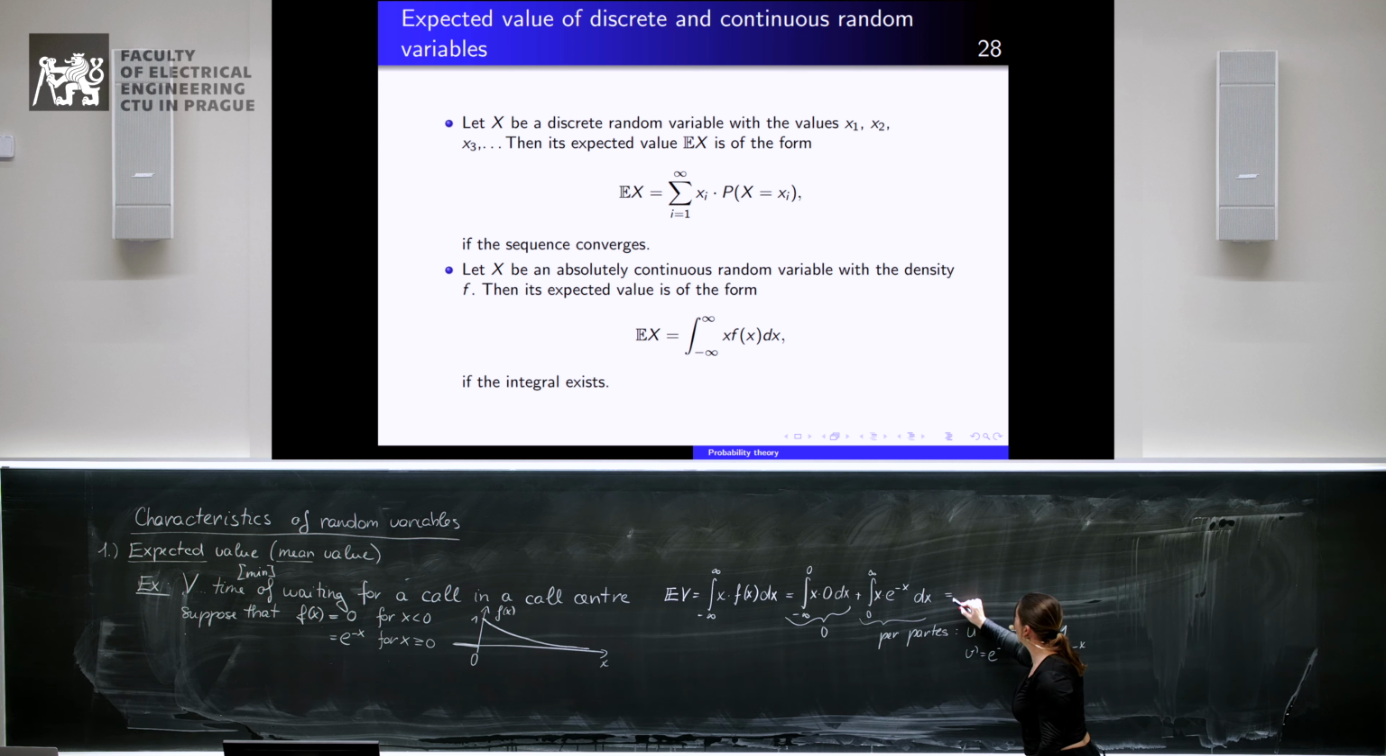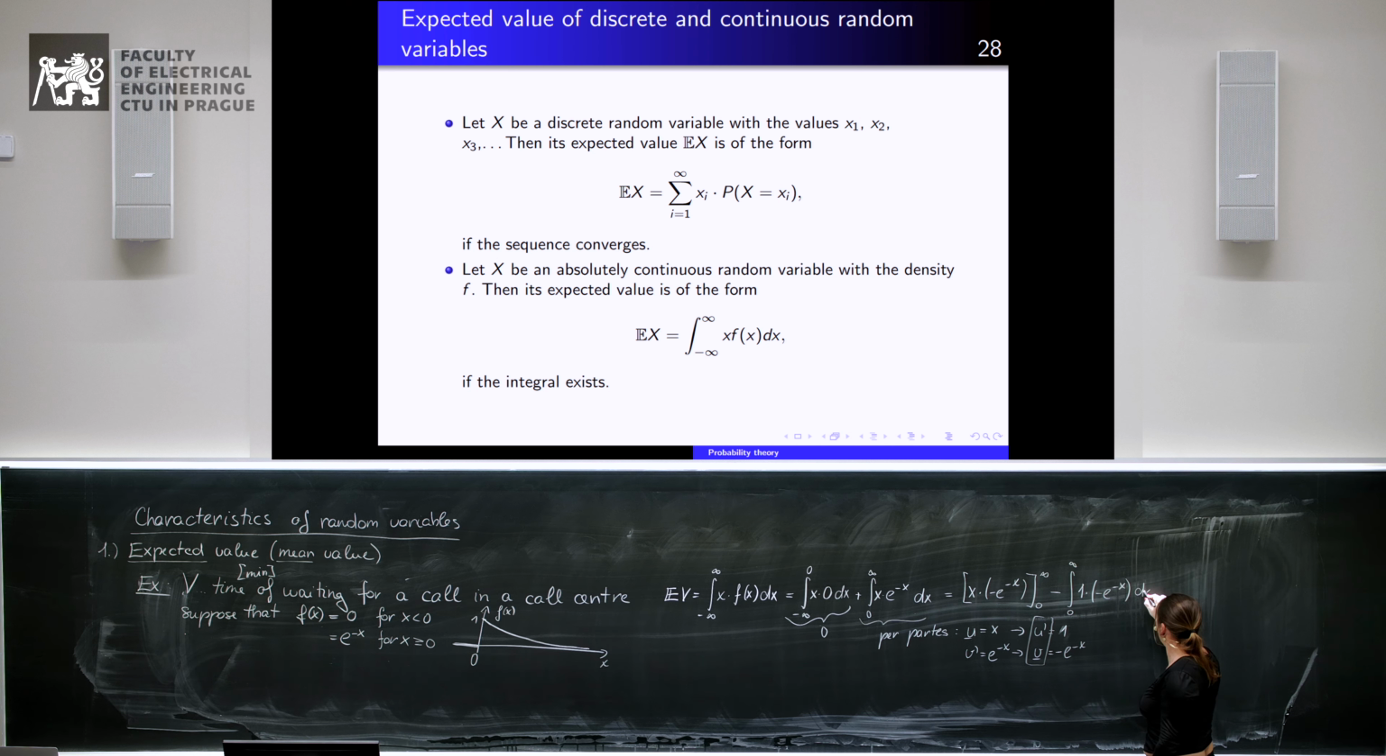And then the integral is equal to u times v, so it means x times minus e powered by minus x from 0 to infinity, minus the integral of the product of u derivative times v, so minus the integral from 0 to infinity of 1 times minus e powered by minus x dx. Sorry, this bracket is not there.